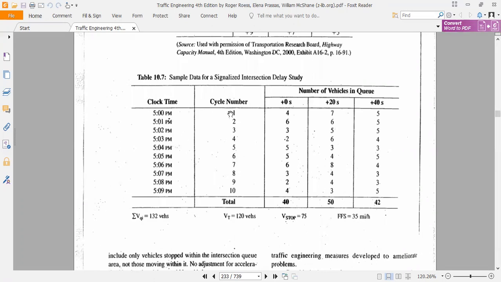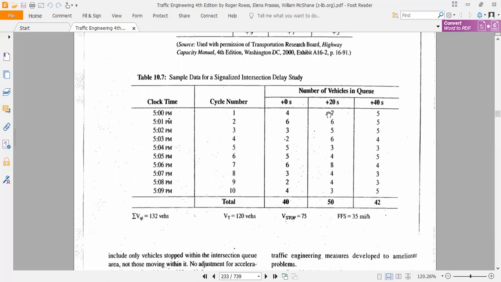This is cycle number one. Remember the definition of cycle from our previous lectures. At 5 p.m. you started your survey. At 0 second, that is 5 p.m. plus 0 seconds, exactly 5 o'clock, the number of vehicles standing in the queue were 4, because of the red light at the signalized intersection.